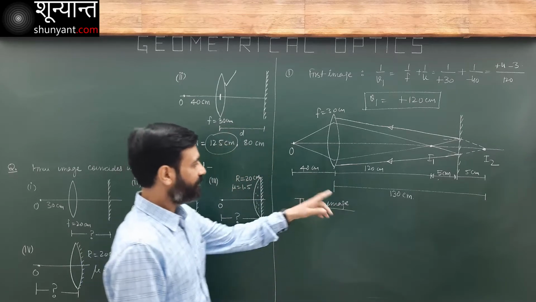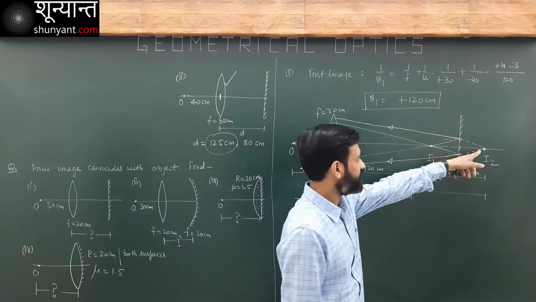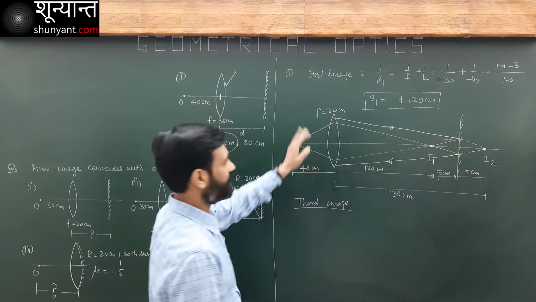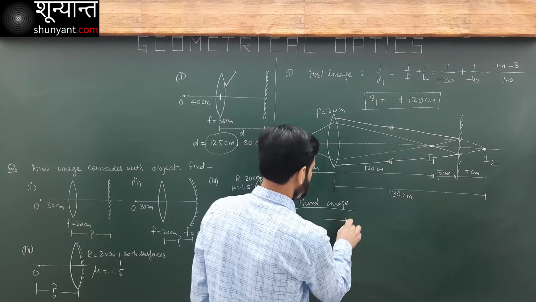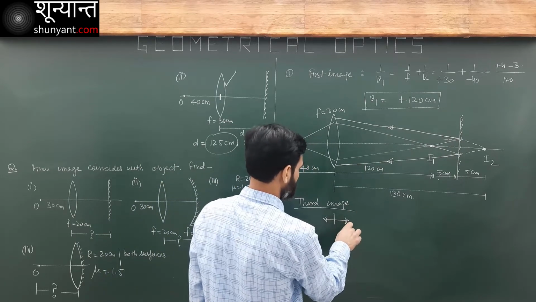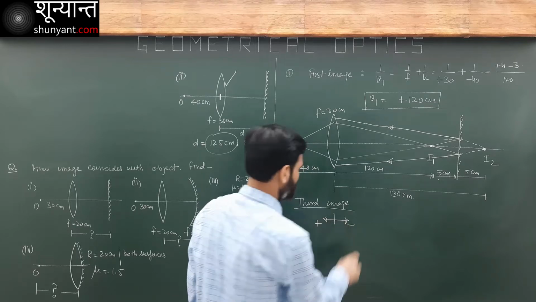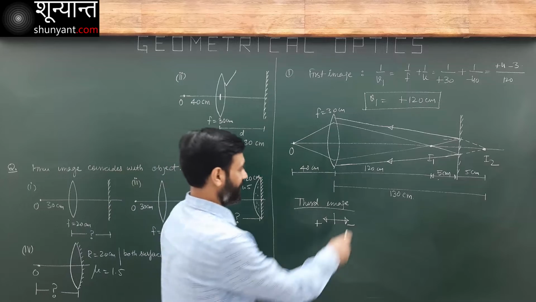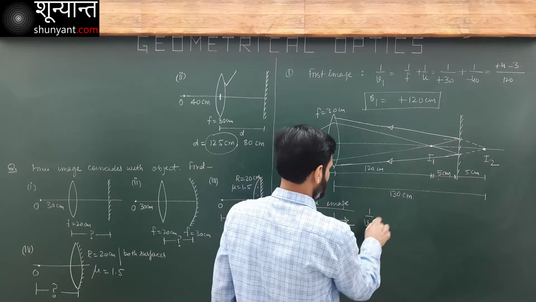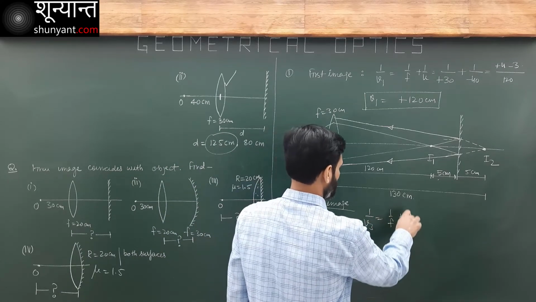Okay, so I have my object here. Light rays are going towards left. So this becomes my sign convention. This is positive here and this is negative here. Now to the left it becomes positive. Okay, now 1 over V3 is 1 over F plus 1 over U.